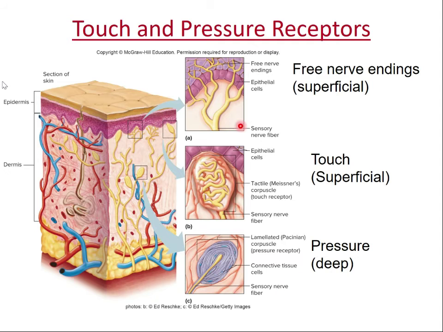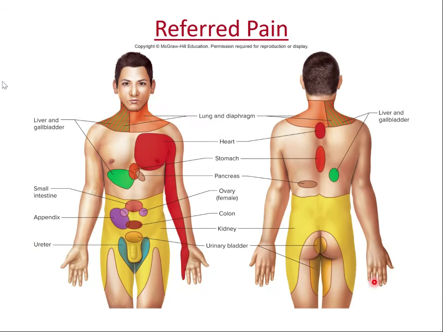We discussed the different touch and pressure receptors. So the more generalized sensors that we have, know that free nerve endings are more superficial, touch receptors are superficial, the pressure receptors are more deep. So you have to have more pressure before they are activated.